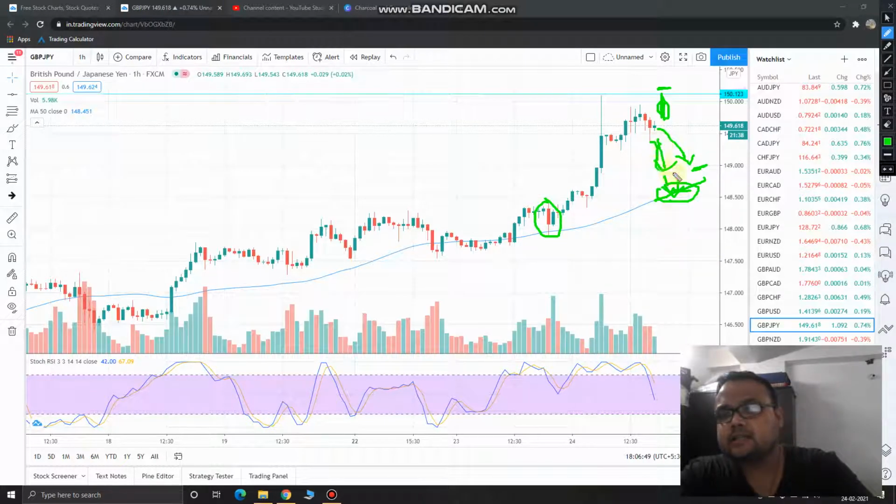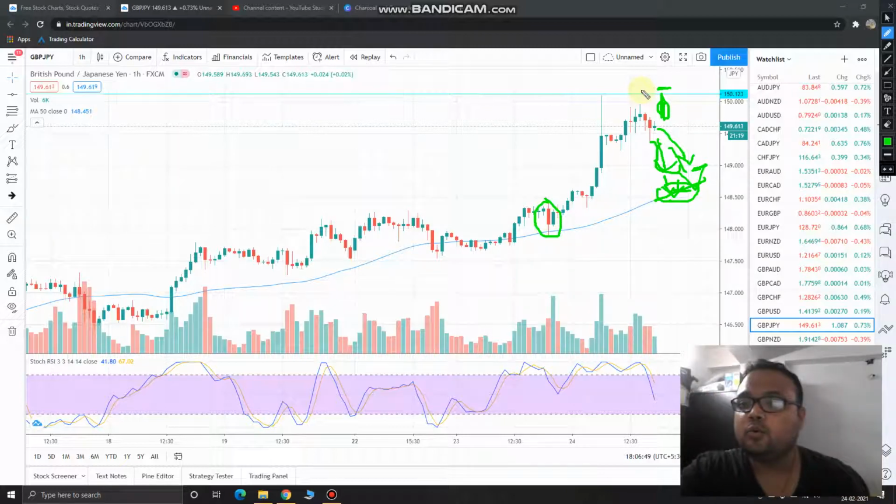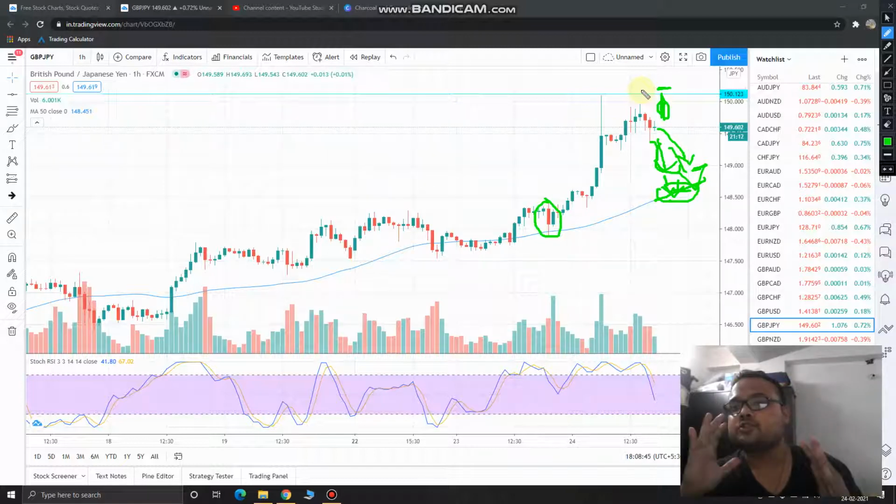In case it doesn't come down and hit the 50 period moving average and it goes up, then let market cross the 150.12 level, let market stay above the resistance, let the resistance become the support, then you go ahead and place the buy order. So okay, hopefully you'll have understood what should be your strategy with the British pound Japanese yen for the day.